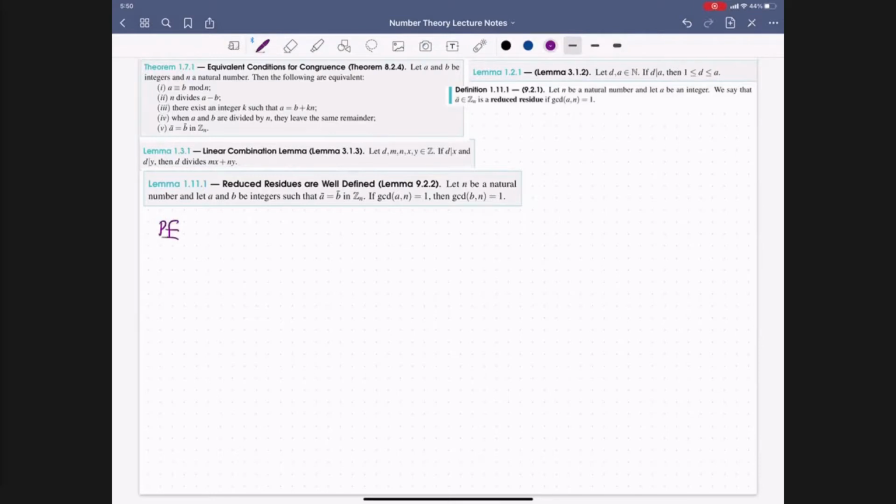So what we're going to do is let d equal the GCD of b and n. And I should note, in the textbook there's a different proof of this. The book does this by contradiction. I am going to go ahead and do a direct proof. So we have d is equal to the GCD of b and n. Since a bar is equal to b bar in the integers modulo n, we have the equivalent conditions for congruence, theorem 171. There exists an integer k such that a is equal to b plus n times k.